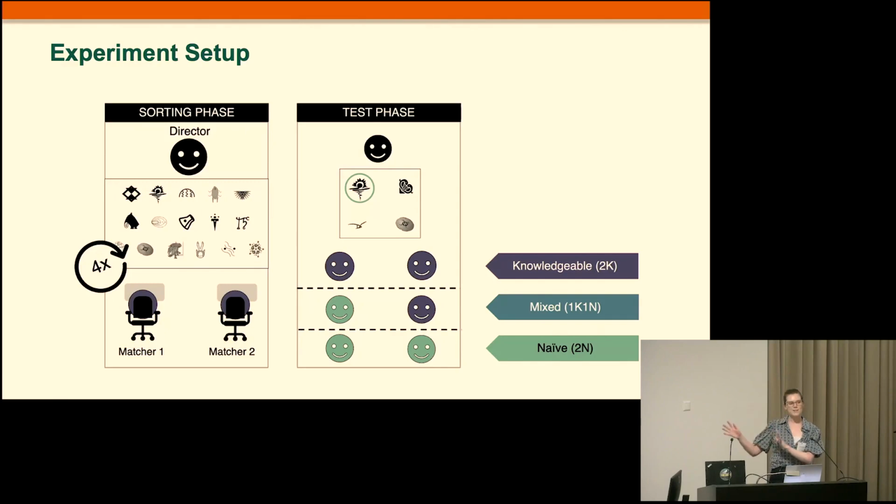The test phase is where our critical manipulation occurred. The matchers left the room, and after a short break, we brought back 2 new matchers. These were either the same 2 matchers who participated in the sorting phase, which is the knowledgeable condition, or 1 knowledgeable and 1 naive matcher who the participant had never met before, or 2 naive matchers. So in the test phase, we look at how the participant describes images to groups of 2 listeners who differ in their level of knowledge.